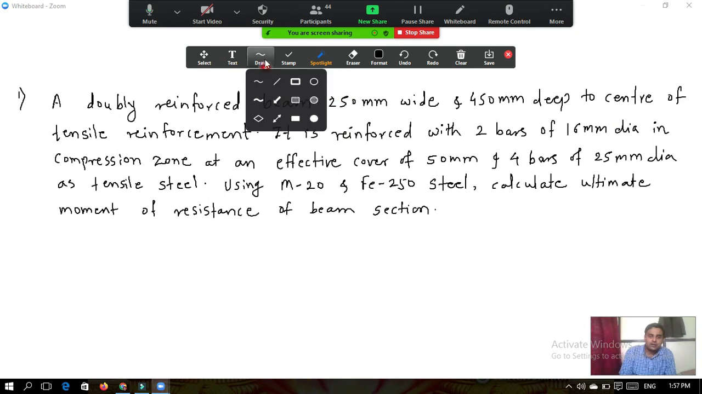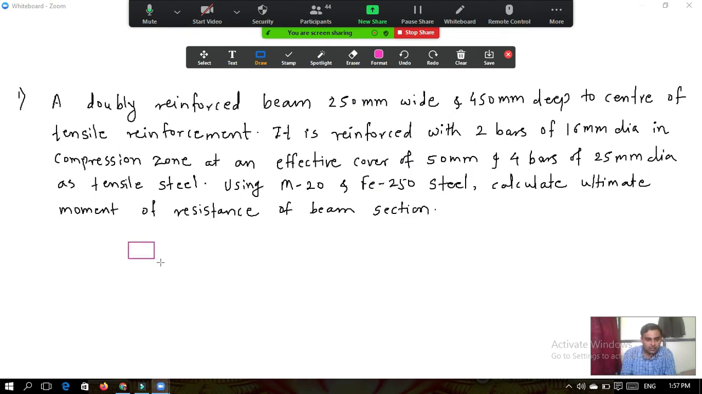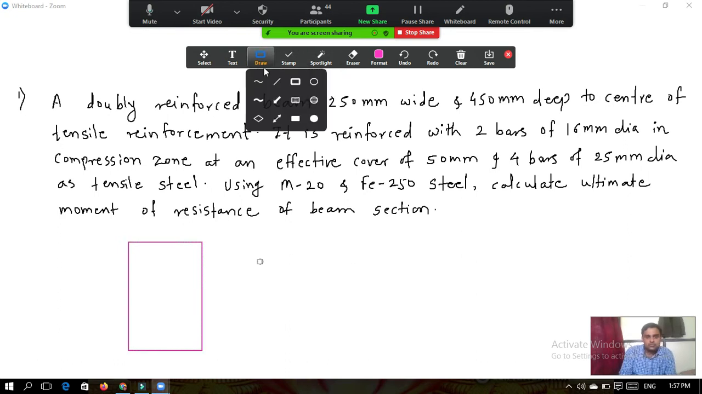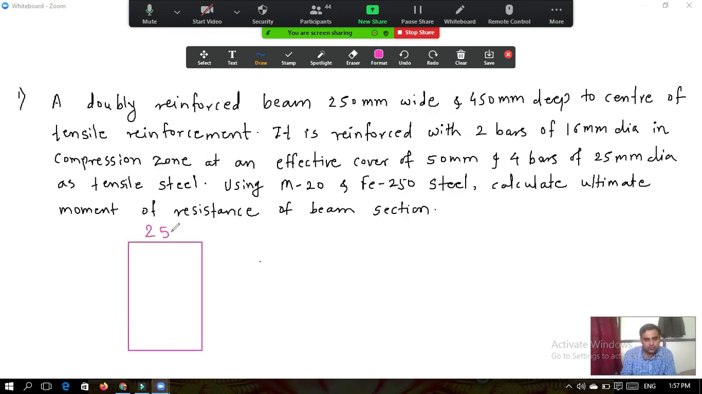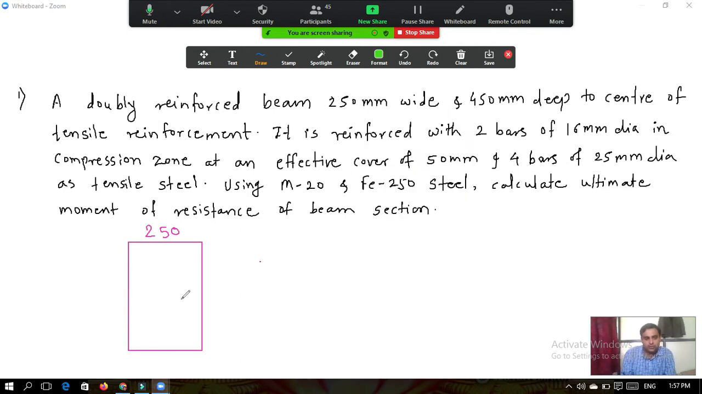This depth is given up to the center of tensile reinforcement. If I show you by drawing the diagram, suppose this is a beam. This dimension here is 250 mm wide. Now suppose the tensile steel is provided here. These are the 4 bars, these are 4 bars of 25 mm diameter, which is given in the problem.